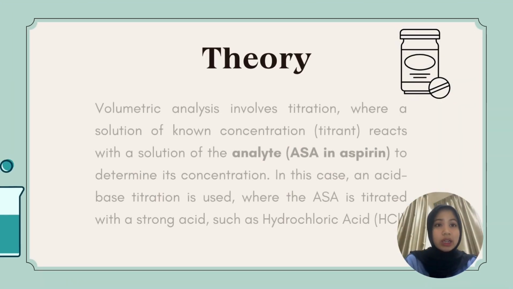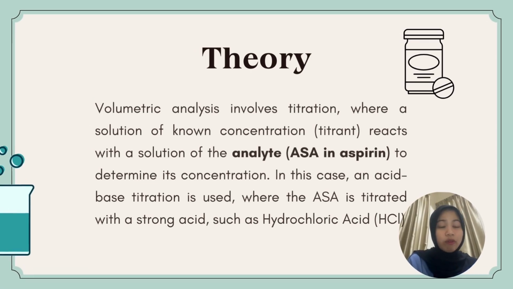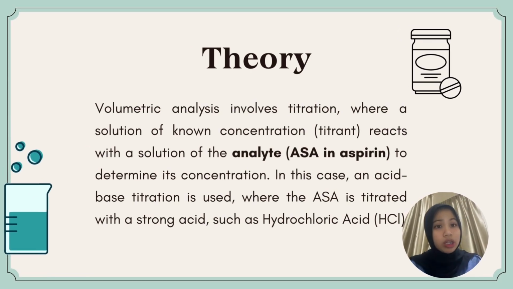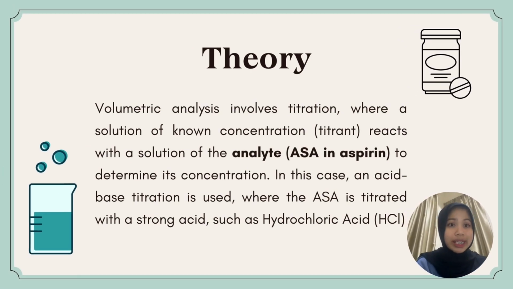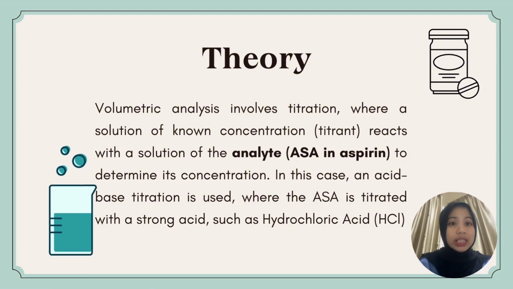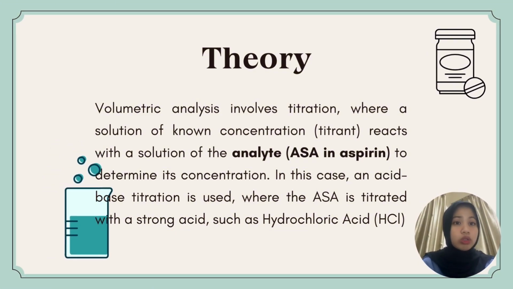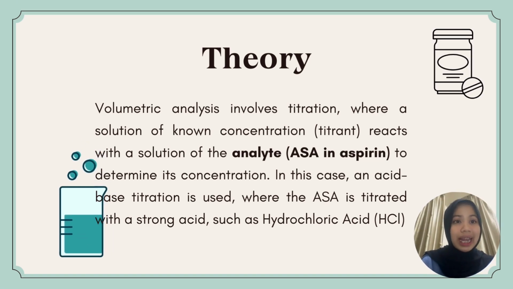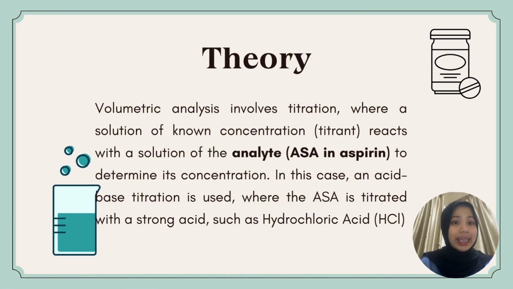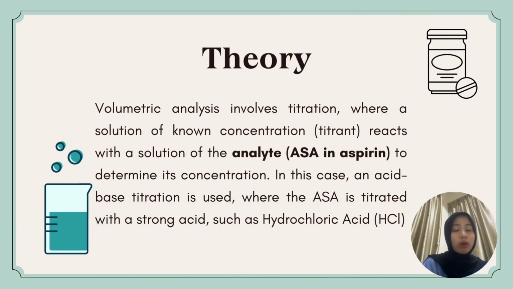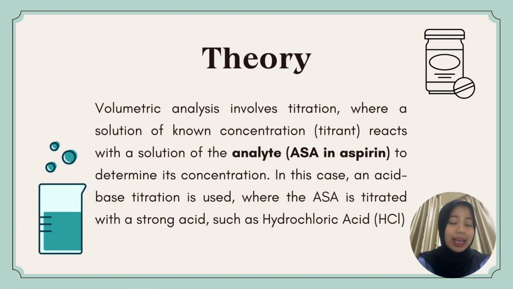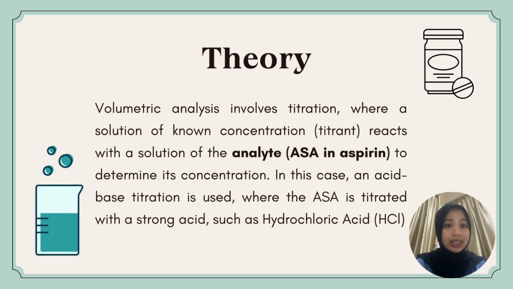The theory for volumetric analysis involves titration, where a solution of known concentration, which is the titrant, reacts with a solution of the analyte, ASA in aspirin, to determine its concentration. In this case, an acid-base titration is used, where the ASA is titrated with a strong acid such as hydrochloric acid, HCl.